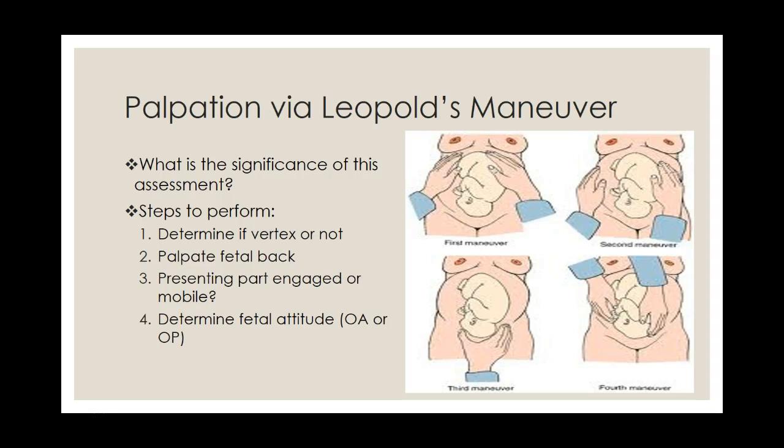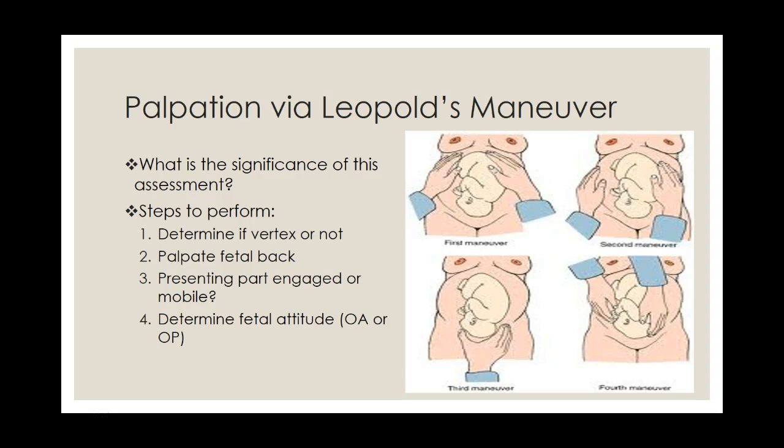We determine if the baby is vertex or not, and we do that by using our hands on either side of the mom's belly. You can see this in the picture. So that's the first maneuver. Up at the top of her belly, we apply both hands and we see what we feel.